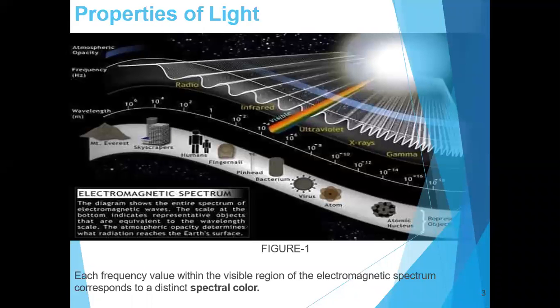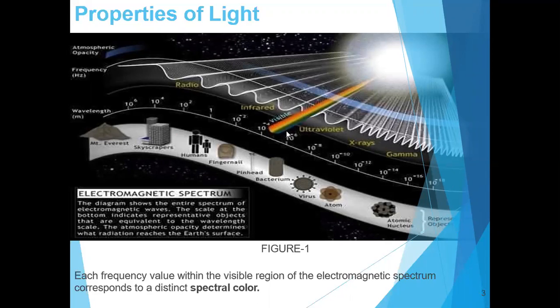As you can see here, we have the electromagnetic spectrum. So what is an electromagnetic spectrum? It is a diagram which shows the entire spectrum of electromagnetic waves. We have different types of electromagnetic waves, like gamma rays, x-rays, ultraviolet rays, infrared rays, and radio waves. The diagram which shows the different types of electromagnetic waves, we call an electromagnetic spectrum.